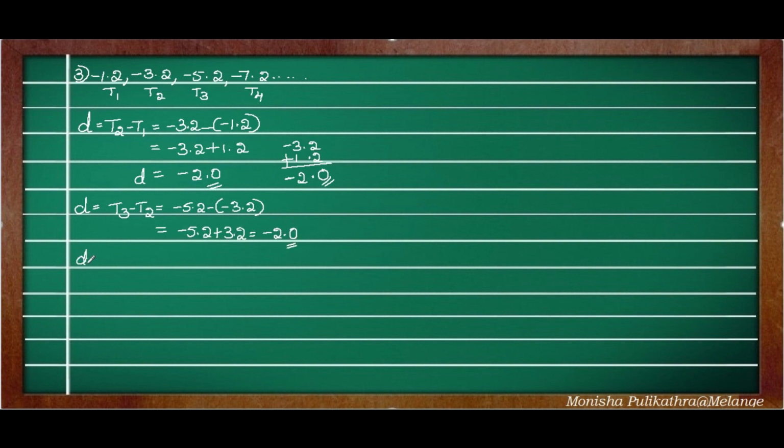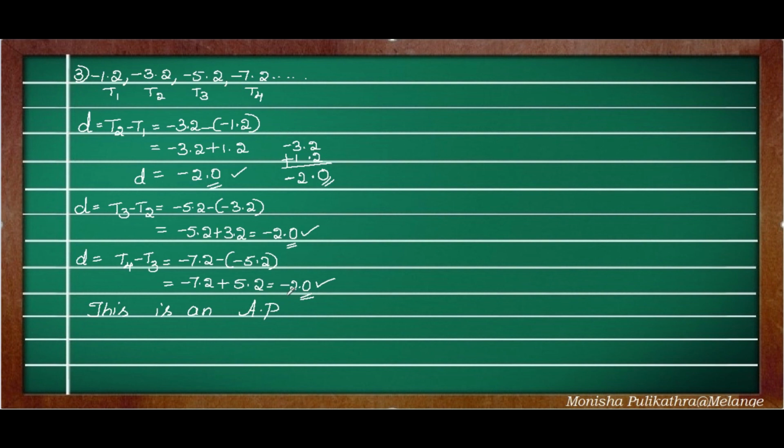Okay. Moving on to the next one, that is T4 minus T3. T4 is minus 7.2, minus of minus T3 is plus 5.2. So it will become minus 7.2, minus into minus plus 5.2. Again it will become minus 2.0. Here you can notice that the common difference is constant. So when the common difference is constant, this sequence is an AP. So this is an AP.